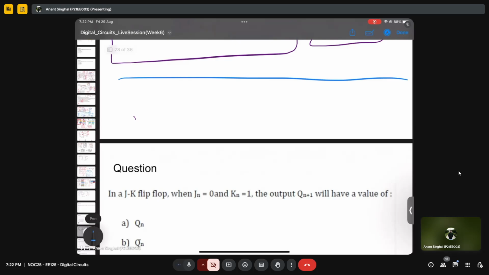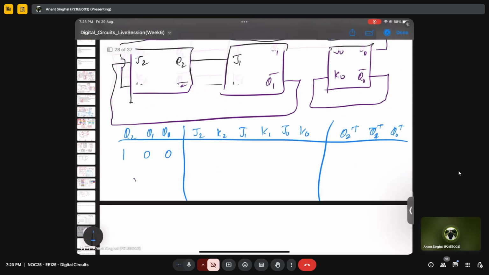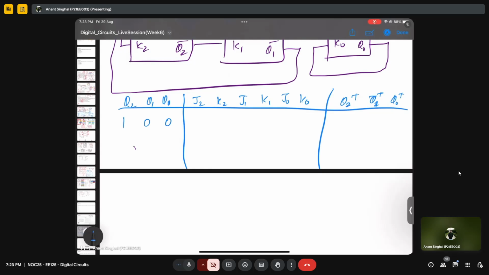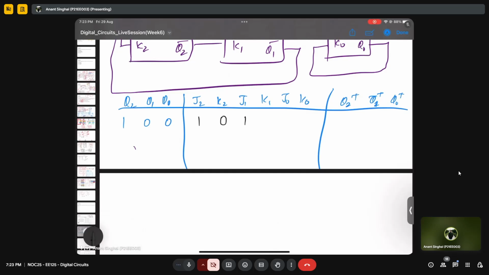So the initial state is 1 0 0, so this is basically Q2 Q1 Q0, J2 K2 J1 K1 J0 K0, and this is Q2 plus, Q1 plus, Q0 plus. So again using the expressions that are given, I can write this as 1 0 1 0 0 1, and from this I was getting 1 1 0. So this is basically the next state, which is 1 1 0.